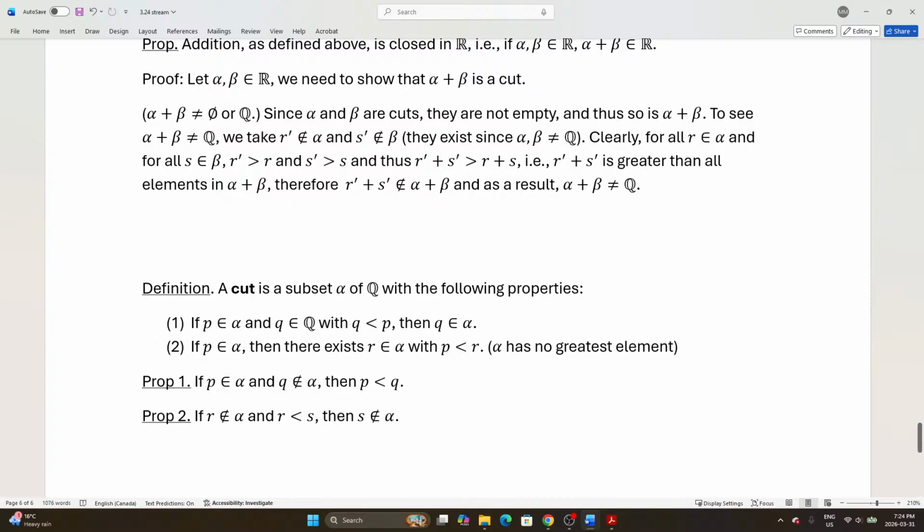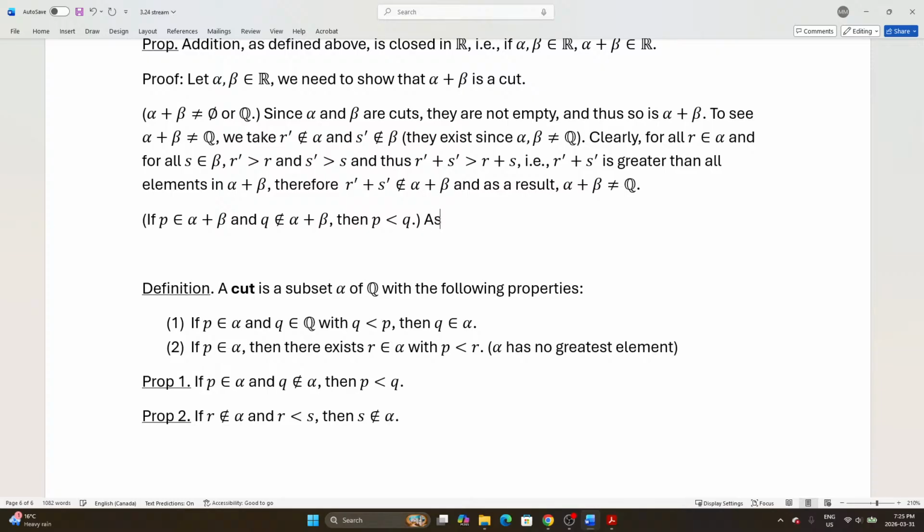Okay, second, what do we need to do? Second, we need to prove that if P is in alpha plus beta, and Q is not in alpha plus beta, then we must have P is less than Q. Okay, we need to prove this property. So how do we do that?